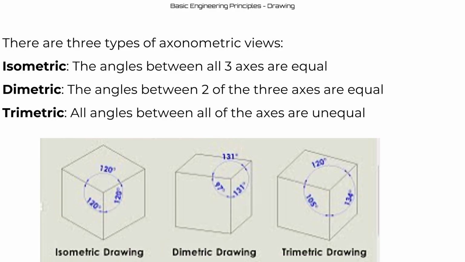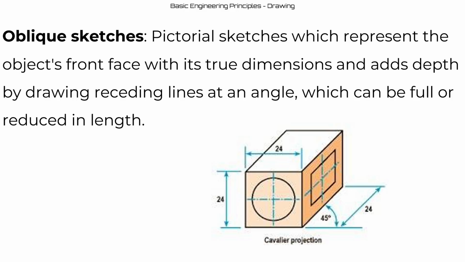On a dimetric view, the angles between two of the three axes are equal. For instance, in the picture provided, two of the angles are 131 degrees, while the third one is 97. And in a trimetric view, all the angles between all of the axes are unequal. Like for instance, 105, 120, and what I'm assuming should be 135. So it's kind of the same as triangles.